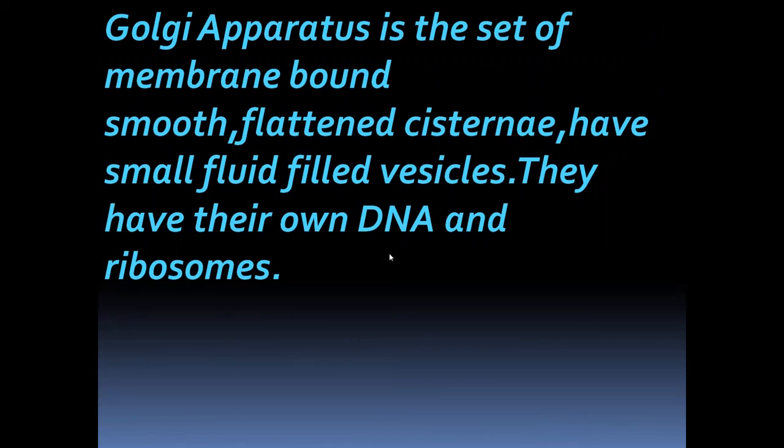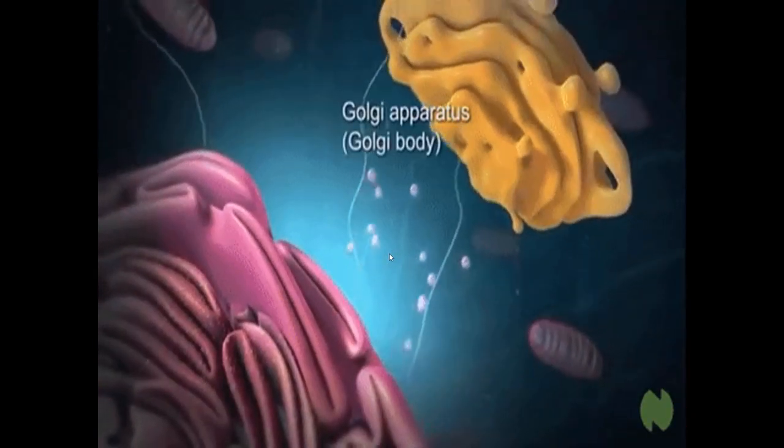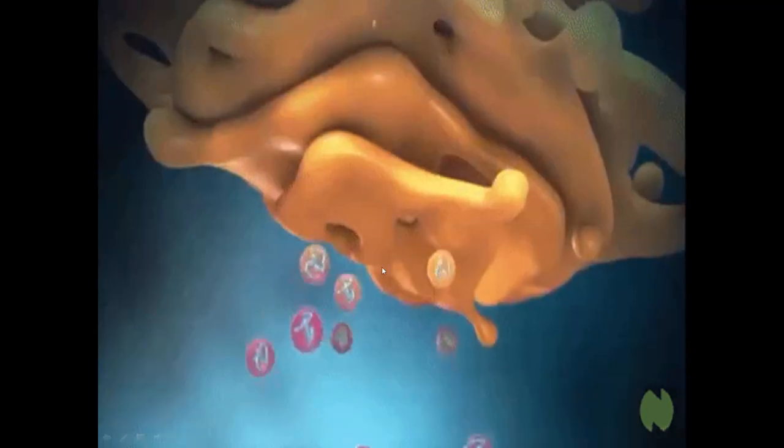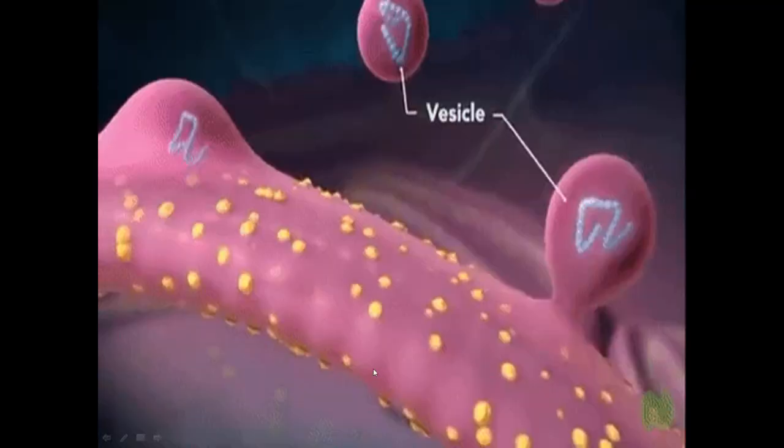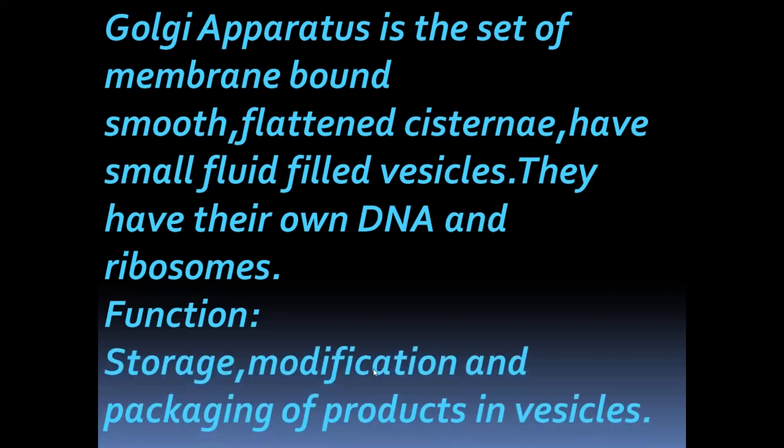Golgi apparatus is the set of membrane-bound, smooth, flattened cisternae and has small fluid-filled vesicles. Just now you have seen in the image. It consists of vesicles, and these are fluid-filled vesicles. They have their own DNA and ribosomes. What is the function of Golgi apparatus? Just now we have discussed. It helps in storage, modification and packaging of products in vesicles.